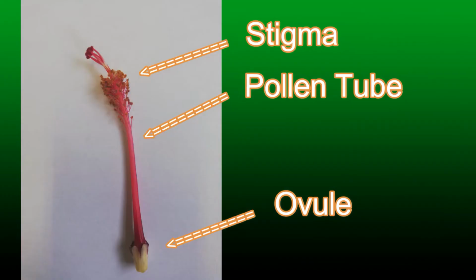Once the pollen grain lodges on the stigma, a pollen tube grows from the pollen grain to an ovule. Two sperm nuclei then press through the pollen tube. One of them unites with the egg nucleus and produces a zygote. The other sperm nucleus unites with two polar nuclei to produce an endosperm nucleus. The fertilized ovule develops into a seed.